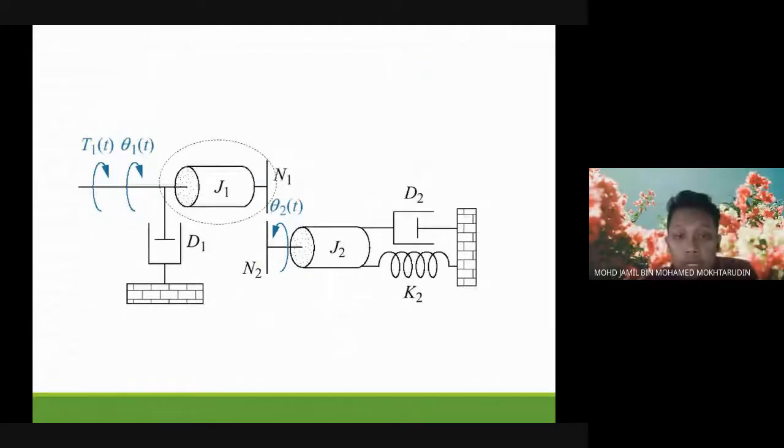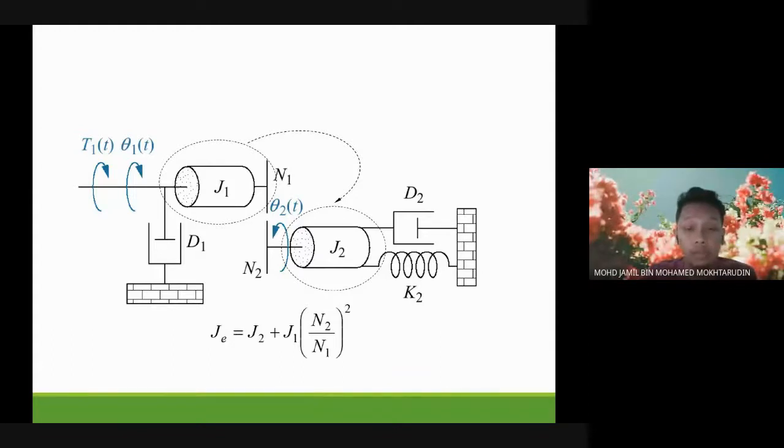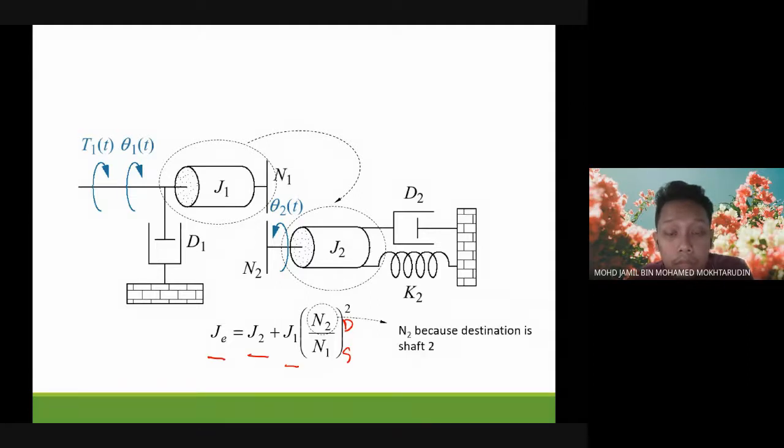Now we find the equivalent inertia, J. Similar to D1, we bring inertia J1 onto the destination, shaft number 2, because we fix shaft number 2 as the destination. So we calculate the equivalent J. Equivalent J equals J2. We don't do anything on J2 because it's already on the destination. Plus J1 times N destination over N source, squared. So that's how you do impedance transfer from source to destination. In this case, the impedances are the damper and also the inertia J.